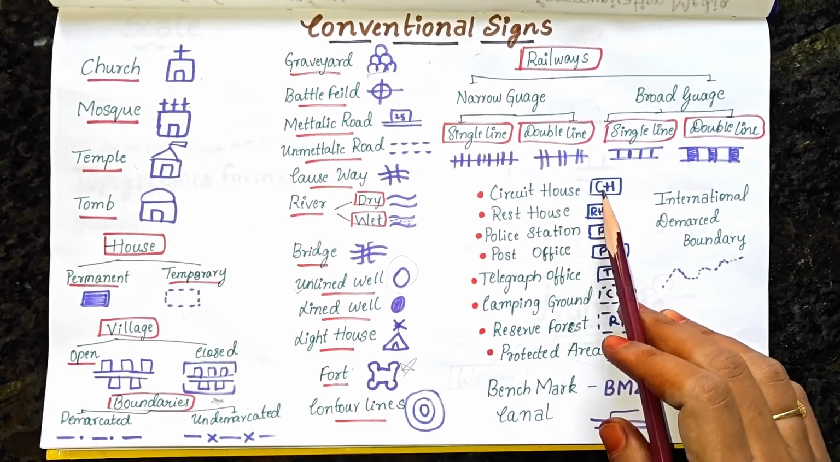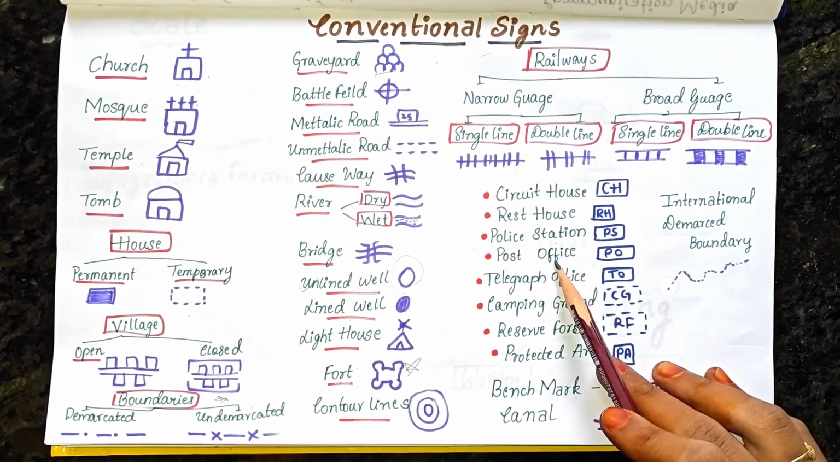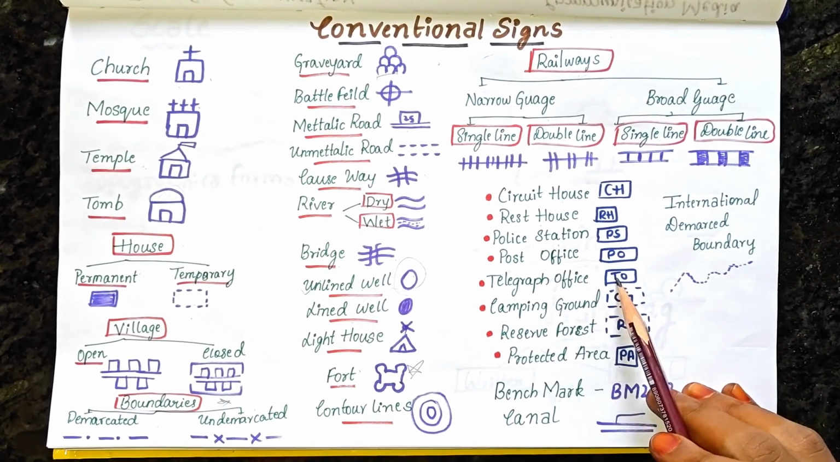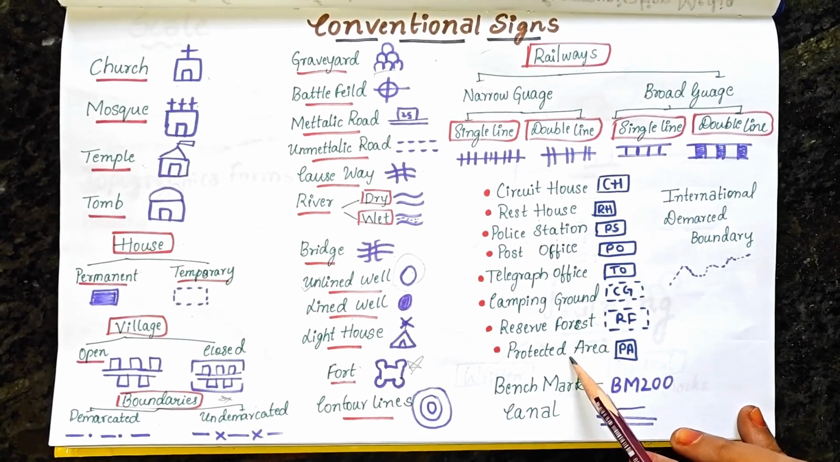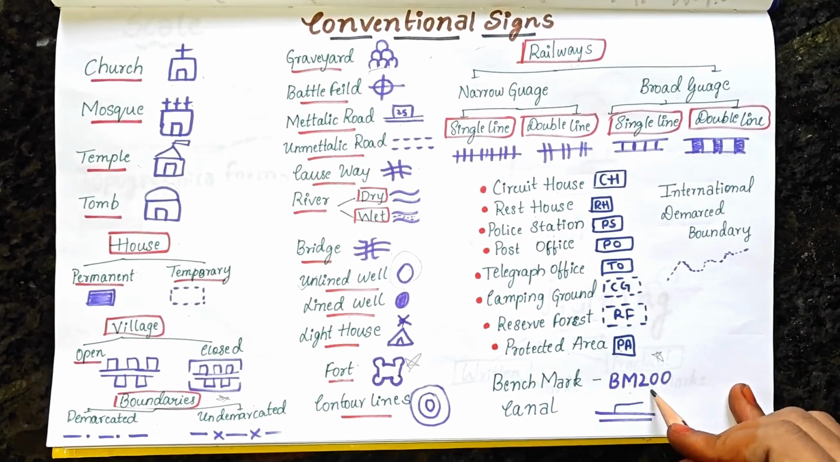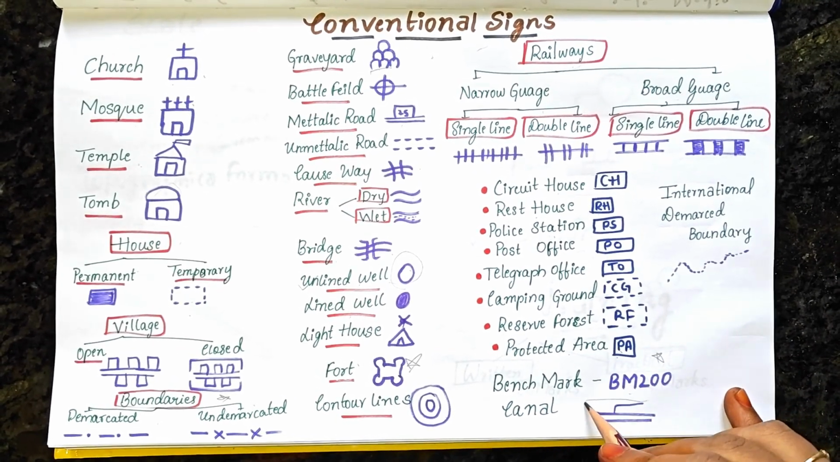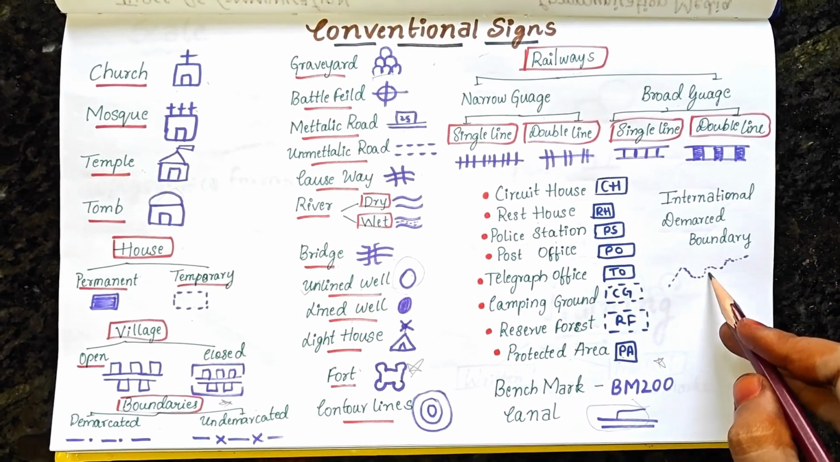The circuit court CH, rest house RH, police station PS, post office PO, telegraph office TO, camping ground CG, reserve forest RF, protected area PA. The benchmark also is very important. BM 200, the canal symbol is like this, and the international demarcated boundary will be unlined well.